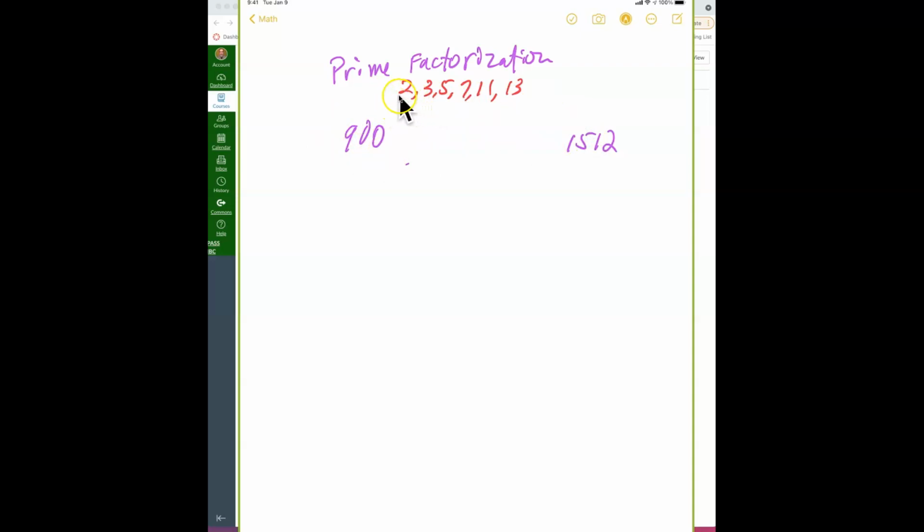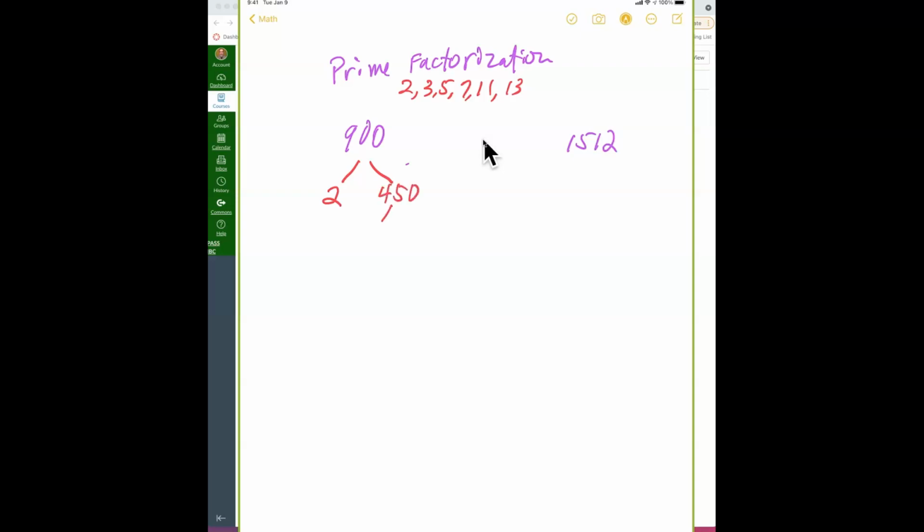I always like to start with the lowest number, and these numbers are both divisible by 2. We know that from our divisibility rules. These are both even numbers. So to do the factor tree method, we just branch out from there, and we'll put our prime numbers down on the left side of each branch, and then on the right side we'll put the remainder. So 900 divided by 2 is 450.